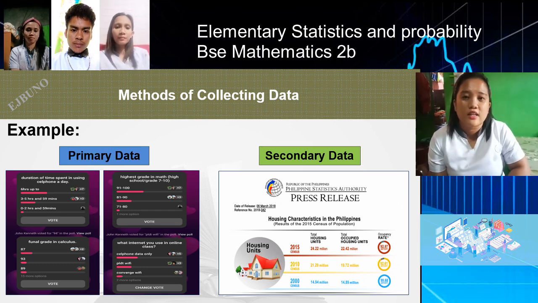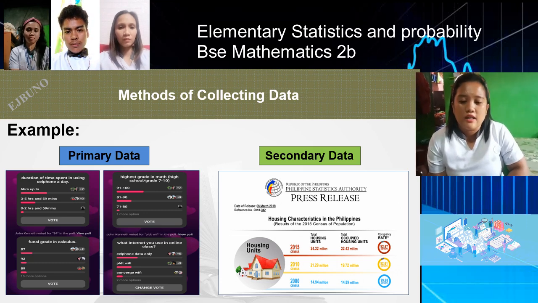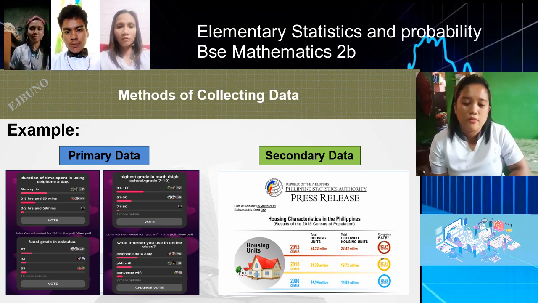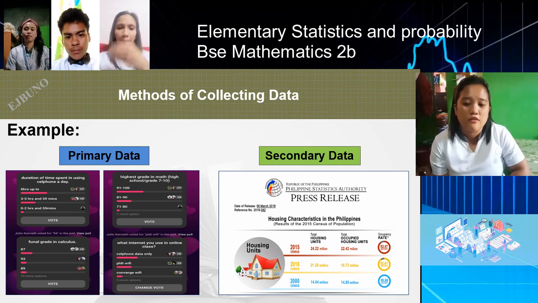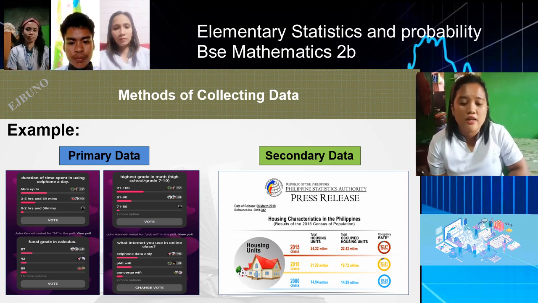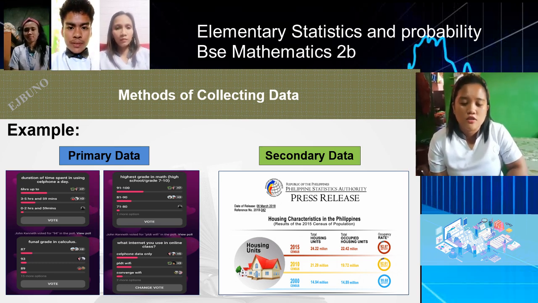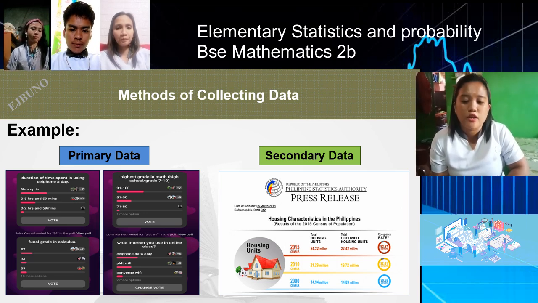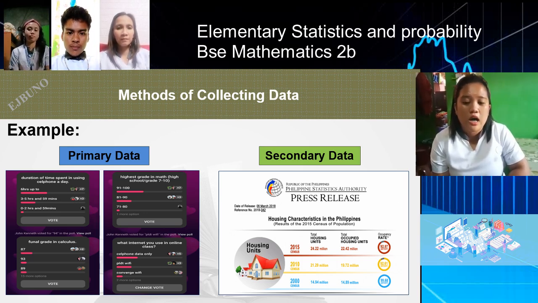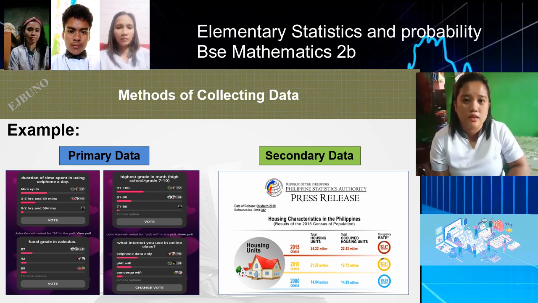As you can see in the example of secondary data, in the national census, data are collected by the government because I got it from the internet. But before it became secondary data, it was also primary data, wherein they had a person go house to house just to make sure and interview every family that lives in.